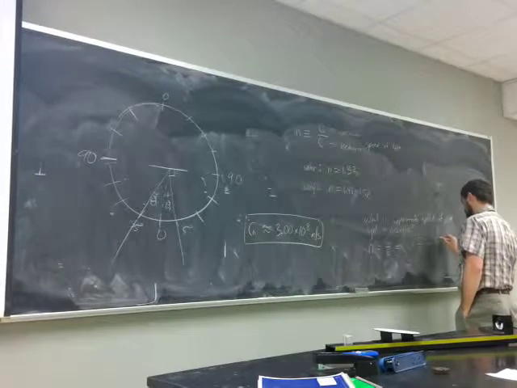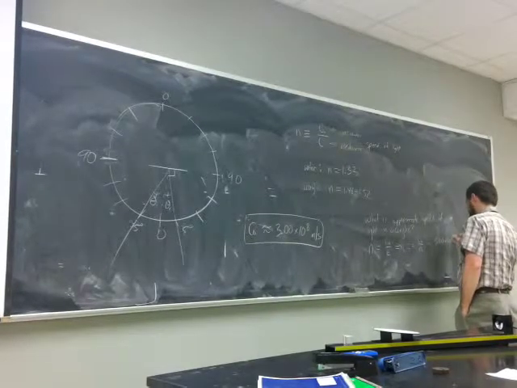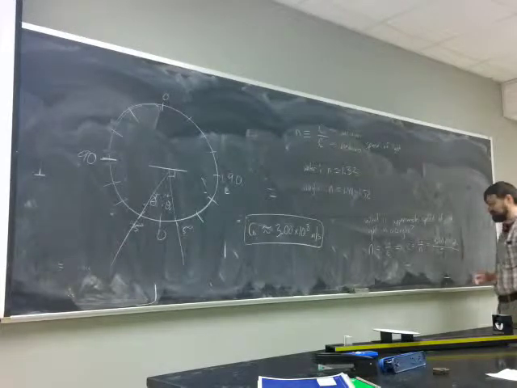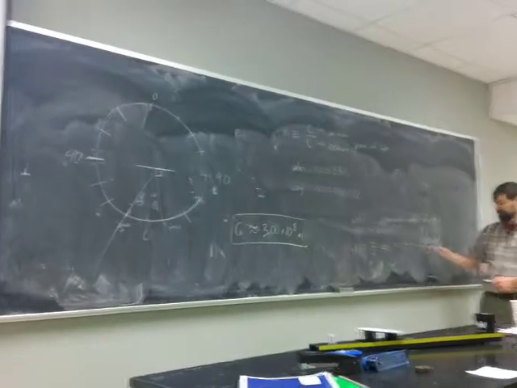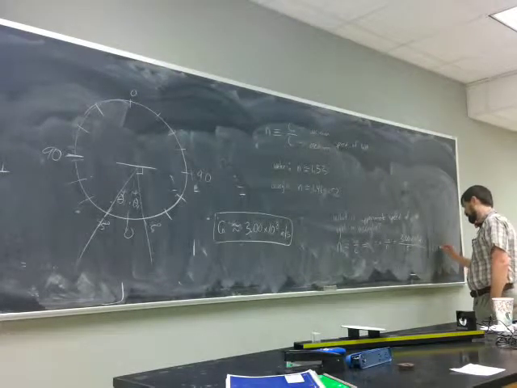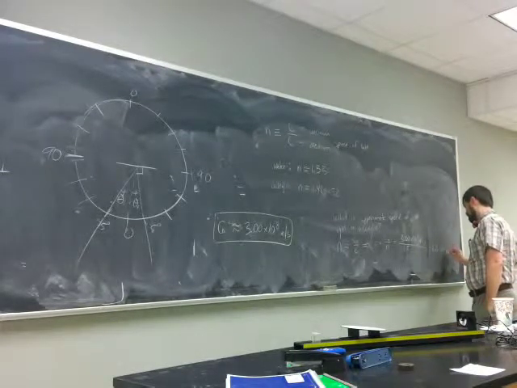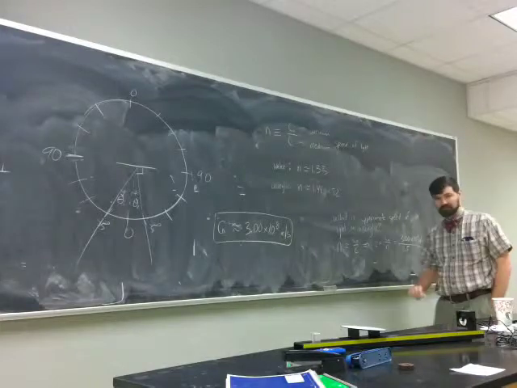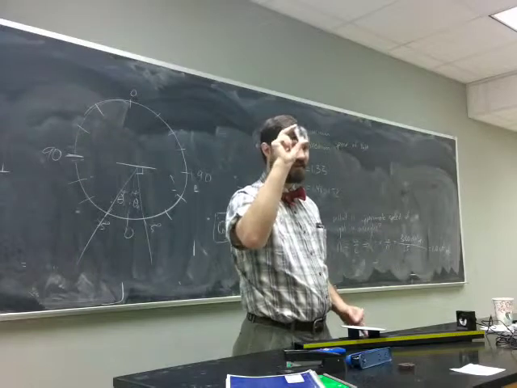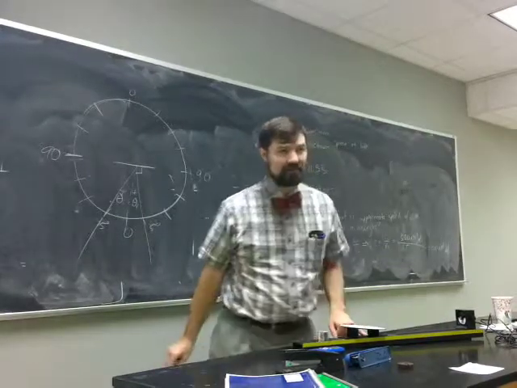So this becomes 3 times 10 to the 8 meters per second. This is 1.5. Quick mental math, 3 is twice 1.5, so we end up with 2 times 10 to the 8 meters per second. So now we know a rough speed for how fast light travels through this piece of acrylic.